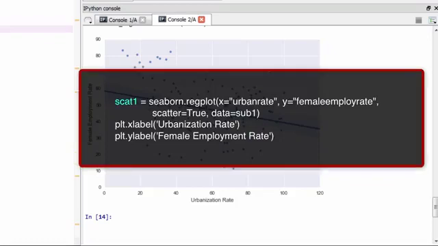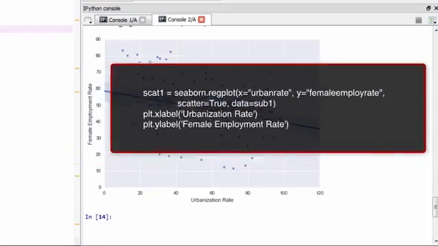Here we are creating an object called scat1 that will be our scatter plot. We then use the seaborn regplot function to plot our explanatory x variable, urban rate, and our y response variable, female employment rate, separated by a comma. Note that the variable names for both variables have quotation marks around them. After another comma, we add scatter equals true to tell Python to plot a scatter plot, and then we tell it which dataset to use.